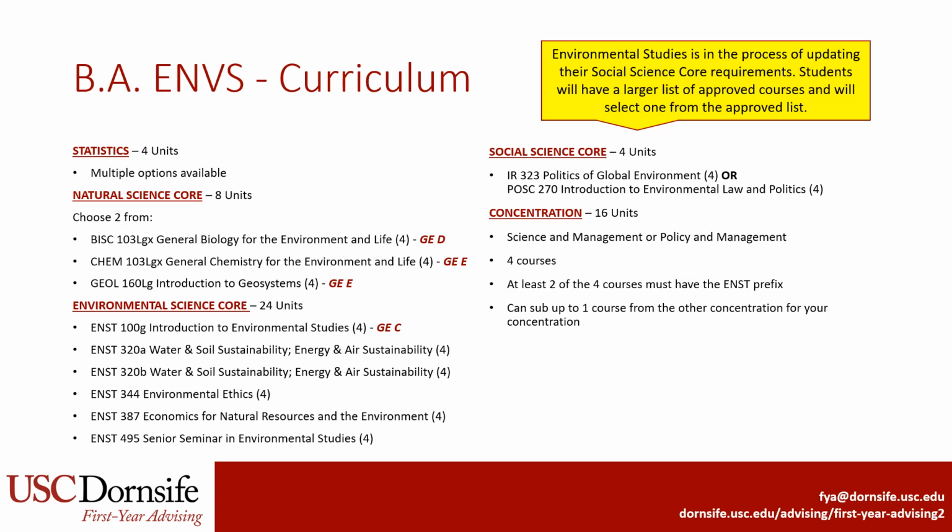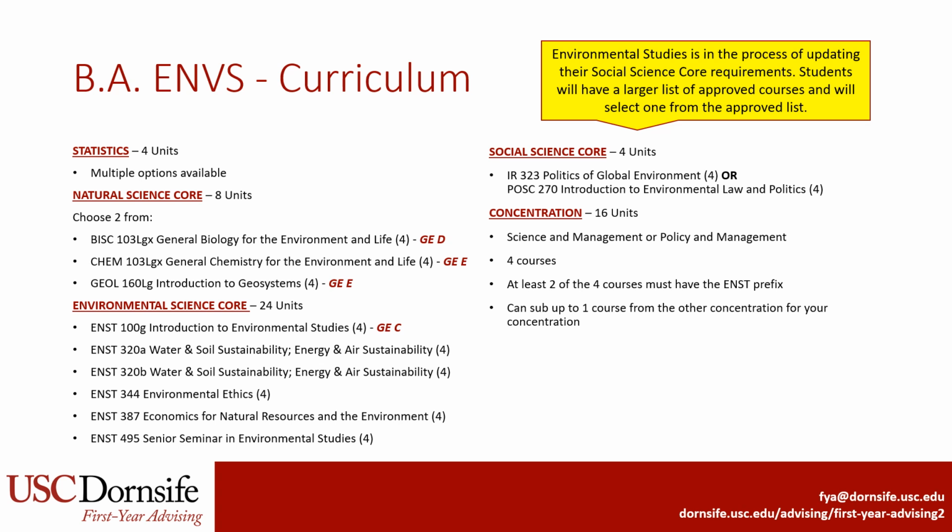Looking now at the Bachelor of Arts in Environmental Studies, it's a bit smaller than the Bachelor of Science degree. Instead of 3 core natural science courses, students choose 2 out of the 3 courses. Most students will choose to take BISC 103 and then 1 from CHEM 103 or GEOL 160 so that they can fulfill both their GE D and GE E through their major coursework.